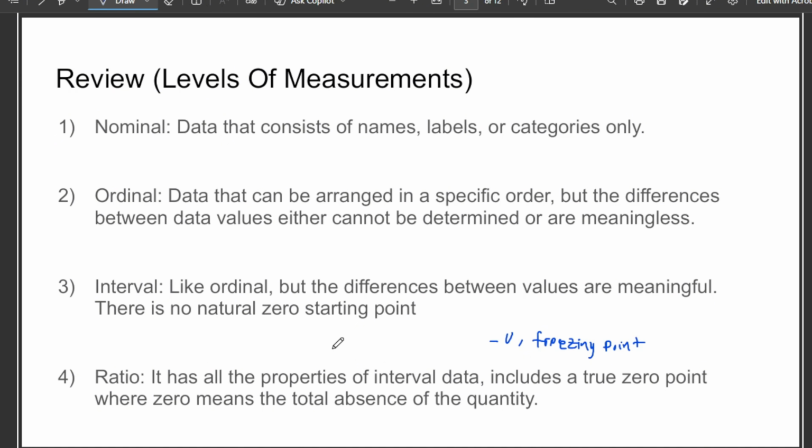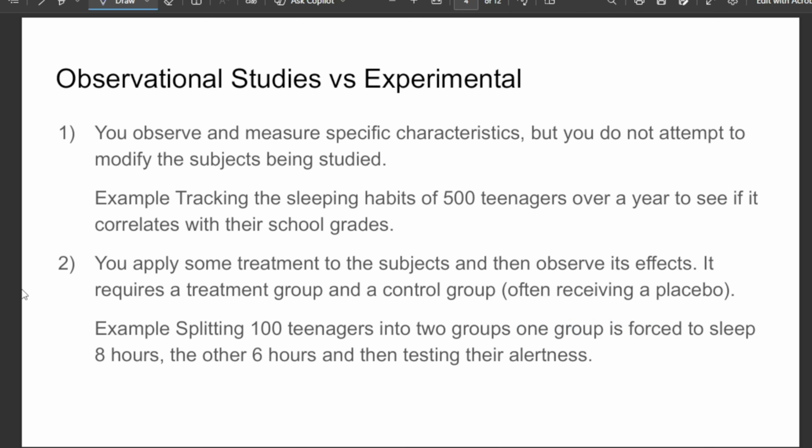A ratio has all the properties of interval data and includes a true zero point, where zero means the total absence of the quantity. For example, weight. If zero weight, that means the object is weightless. So there's an absence of the quantity there. Okay, that's for levels of measurement.